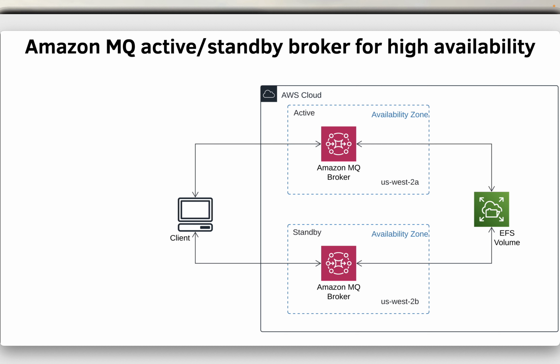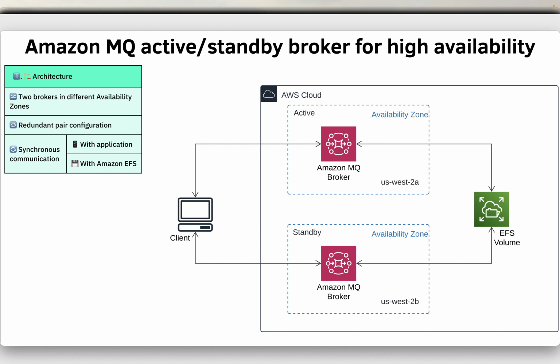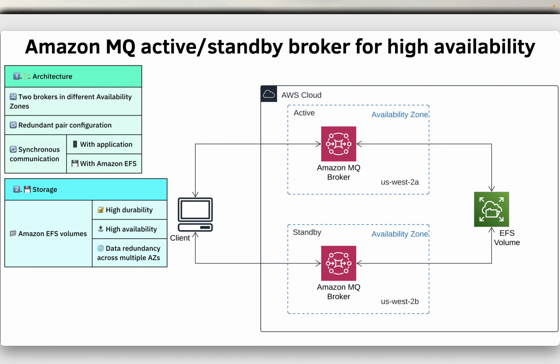And now we'll see the Amazon MQ active standby broker setup for high availability. The architecture of an Amazon MQ active standby broker consists of two brokers in different availability zones, configured as a redundant pair. These brokers communicate synchronously with both the application and Amazon EFS. Amazon MQ uses Amazon EFS storage volumes designed for high durability and availability by storing data redundantly across multiple AZs. So in this case, there is no EBS, because this has to be available in both AZs, and EFS is a regional service.